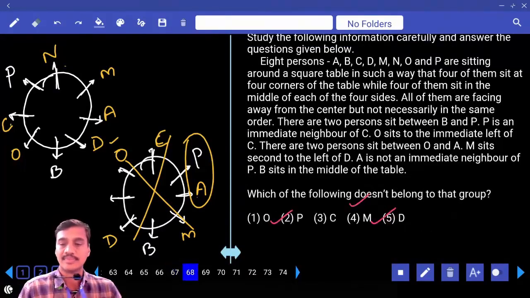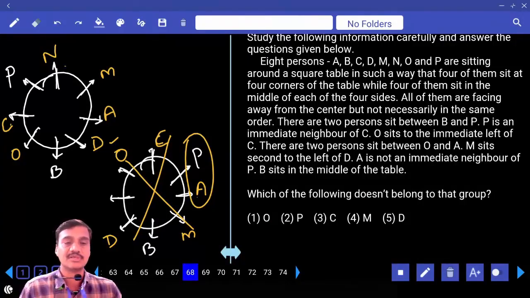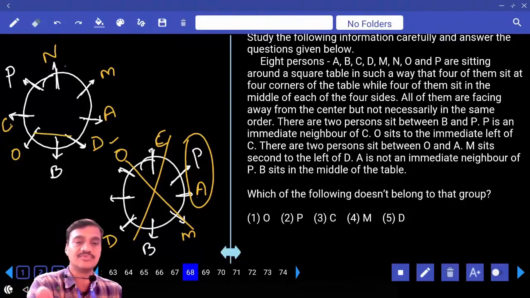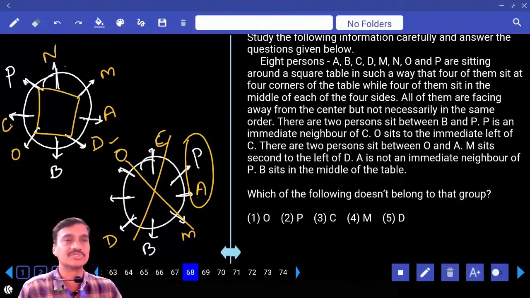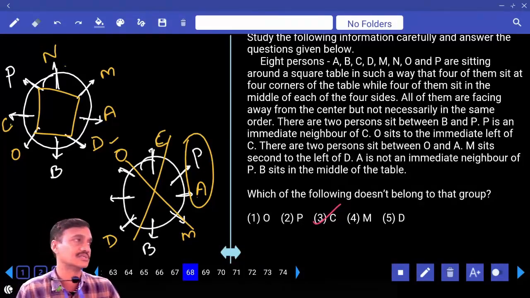Okay. Then which of the following does not belong to that group? OPCMD. If you observe here, these are the 4 persons because B is at the center. O is at the corner, D at the corner, M at the corner and P at the corner, and C is at the center. Except C, the remaining persons are at the corner.